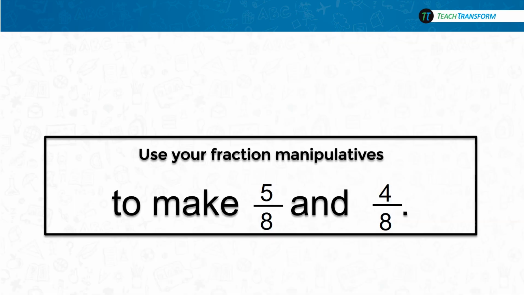Now you and your partner are going to make different fractions. Instead of having 2 complete circles, we're going to change the circles into fractions that are smaller than 1. One of you will make 5/8 and the other will make 4/8. Pause the video, decide who will make 5/8 and who will make 4/8, and then make them. Start the video when you have both fractions made.